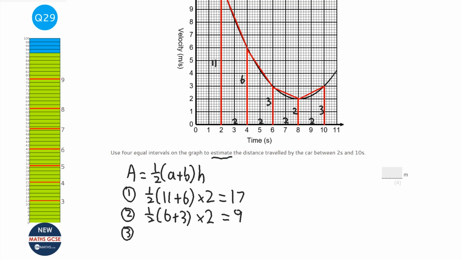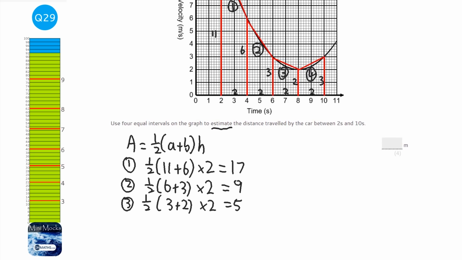The third one, the third trapezium, and if you want to, you can actually just number them on the actual thing itself to show the examiner, yep, this is the one I'm trying to work out. So that's going to be half, and what is it this time? 3 plus 2 times 2, which is just going to be 5.